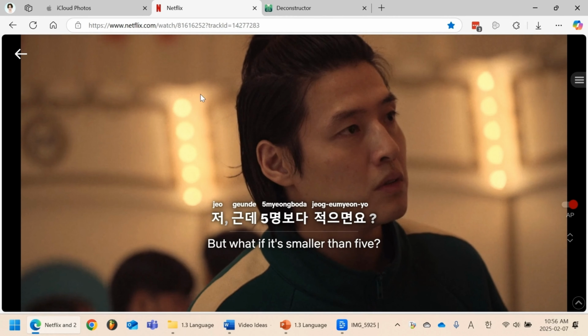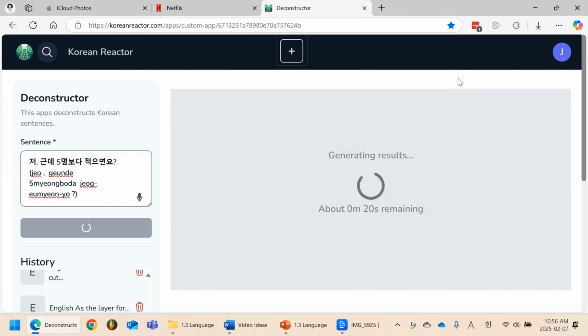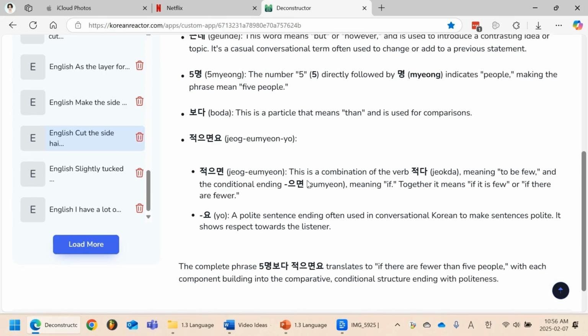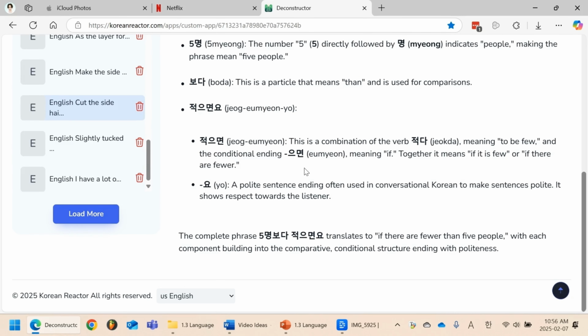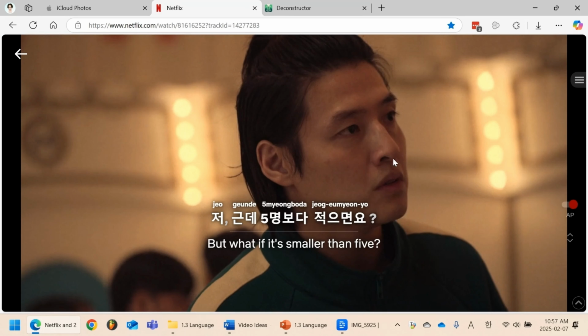But if not, now here comes level 4, and this is by copying your sentence. Copy, go to Deconstructor, paste it, generate results, wait a few seconds, and here we go. So we can now see every part of the sentence separated. Here, for example, grammar, 음연 means if. Yeah, and you just repeat this, go through sentence by sentence, and this is how you learn a language.